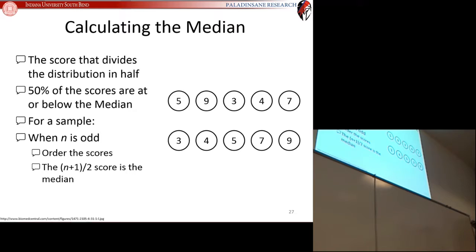So we have 1, 2, 3, 4, 5 scores here. 5 plus 1 is 6. 6 divided by 2 is 3. So we want 1, 2, 3. We want that third score. The median of this sample is 5. So the median of this set of scores is a score of 5. Because if you look to the left of 5, you have 2 scores. If you look to the right of 5, you also have 2 scores. 5 has cut this set of scores in half.